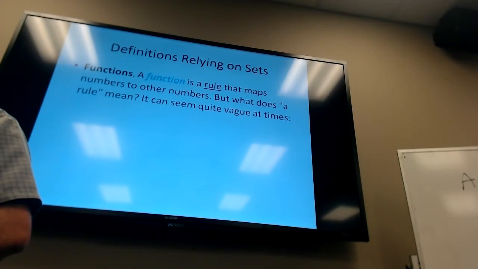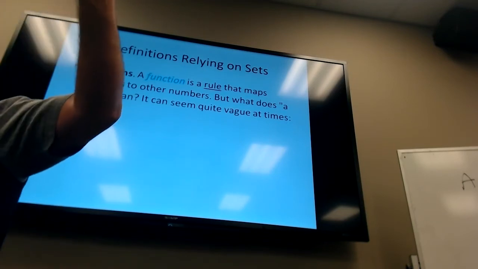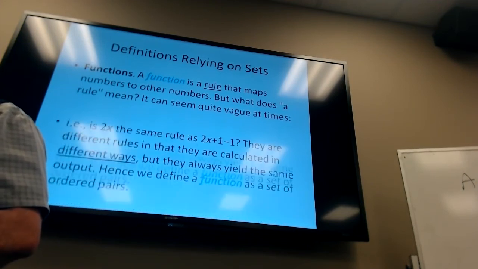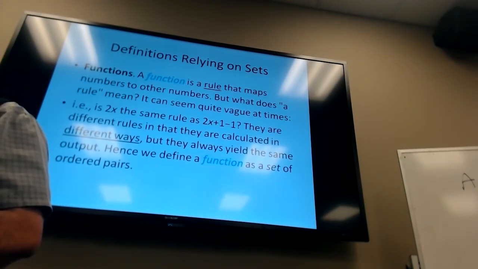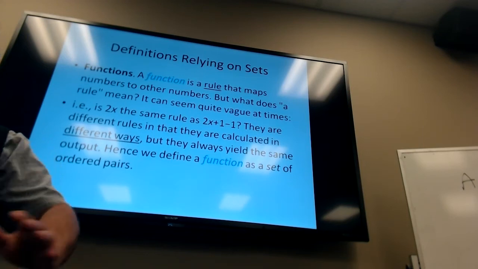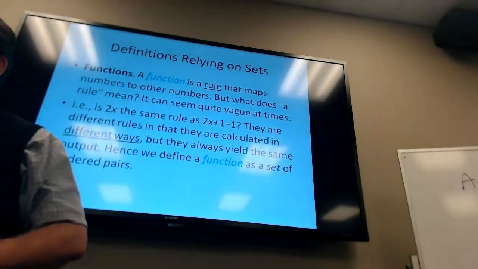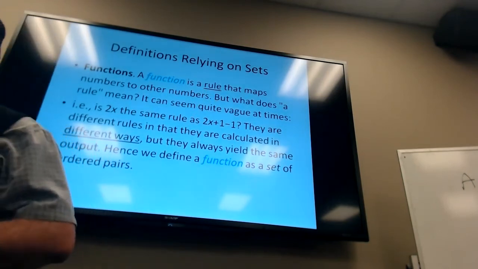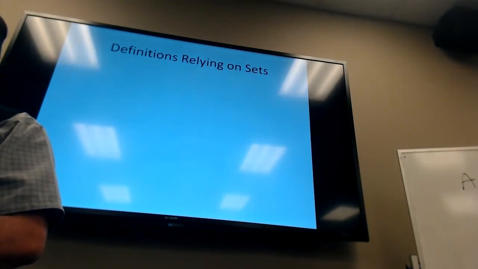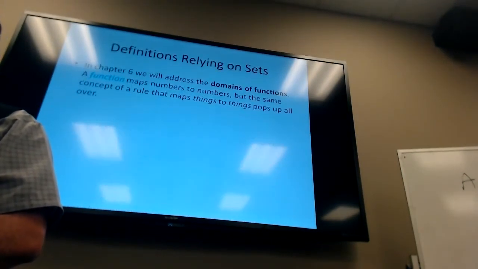For example, function. A function is a rule that maps numbers to other numbers. But what does a rule mean? It can seem very vague. So for example, is 2x the same rule as 2x plus 1 minus 1? There are different rules in these two equations, but they are calculated in different ways. But it always yields the same number because plus one and minus one cancel. Hence, we have a function as a set of ordered pairs. Following me? Okay.